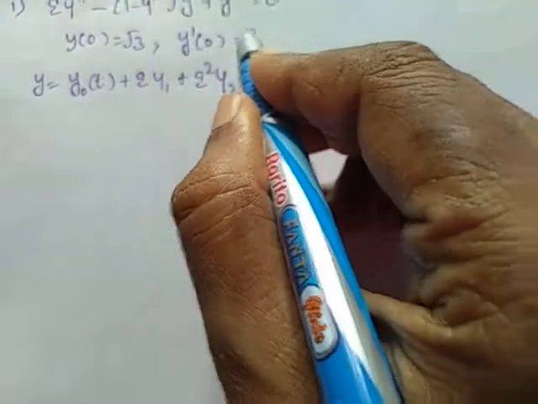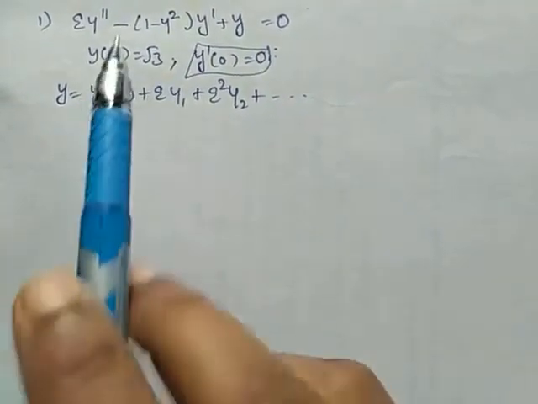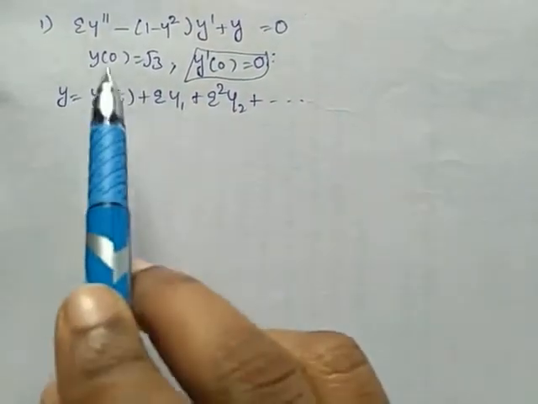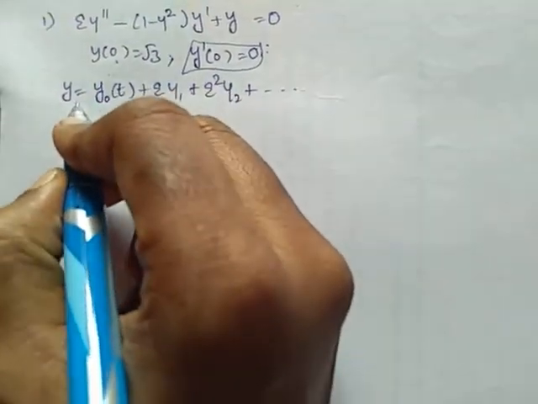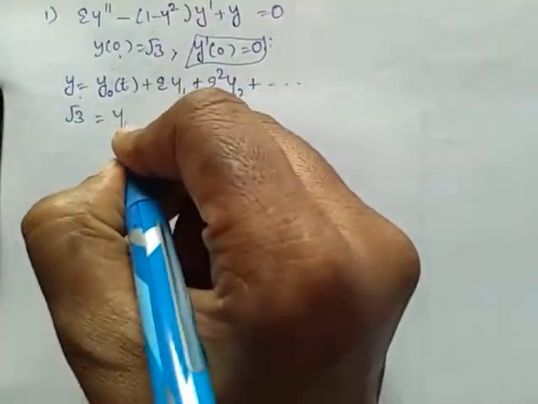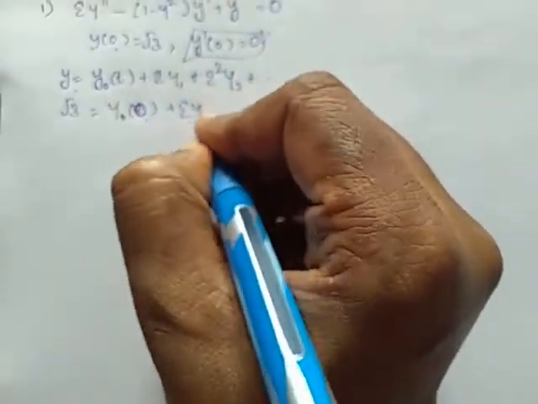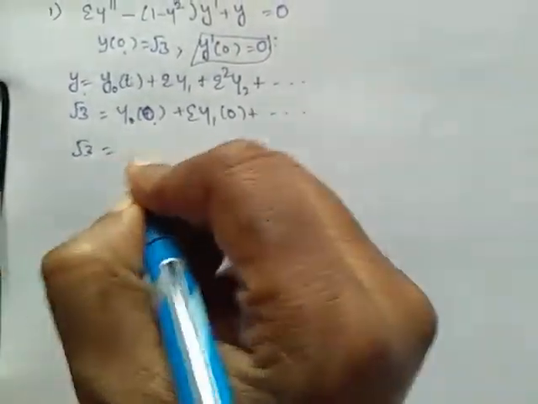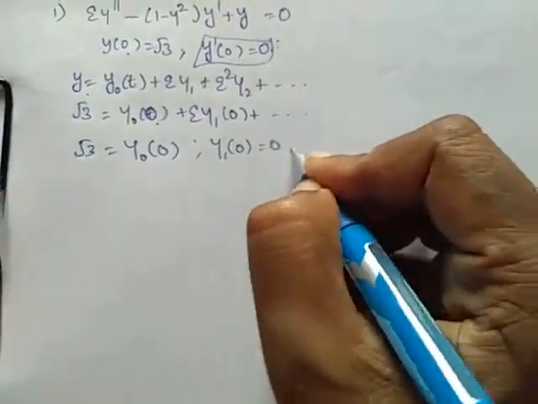I think we didn't use this because we are going to find only first term. This initial value itself is enough to find the value of y naught in this problem. So when we use t is equal to 0 and y is equal to root 3 here, we will get an equation of this form. So root 3 is equal to y naught of 0 and y1 of 0 is again 0, etc.